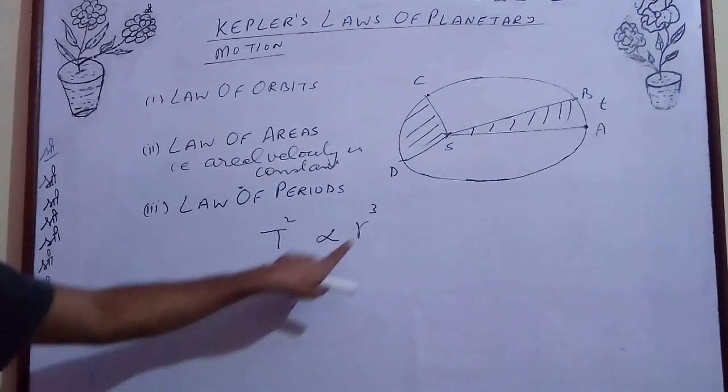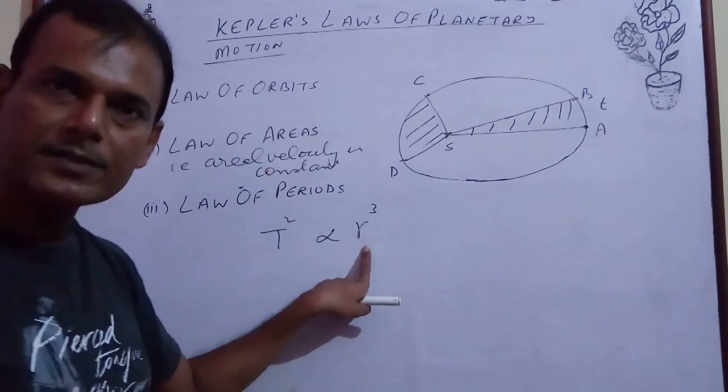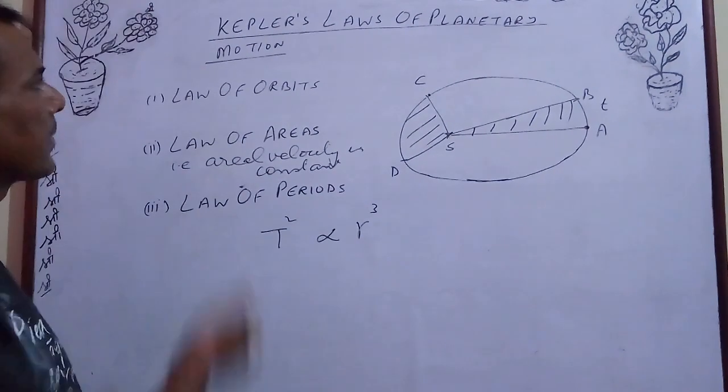So T square is proportional to r cube. T is the period of revolution and r is the mean distance from the sun. These are Kepler's laws of planetary motion.